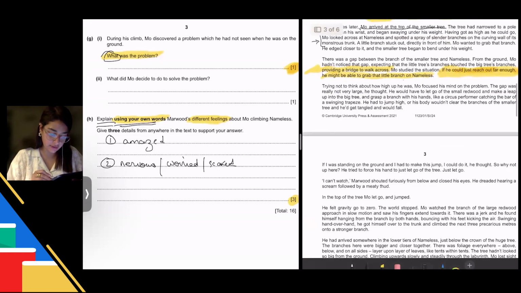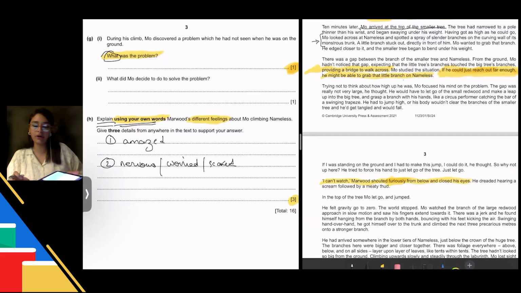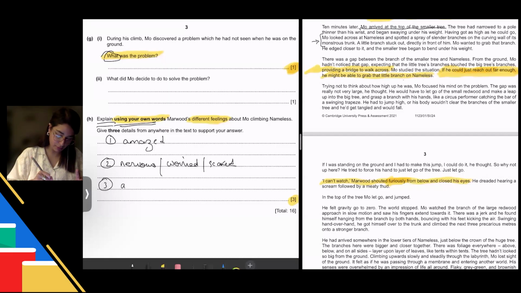Now, over here, look at this. It says, "I can't watch," Marwood shouted furiously from below and closed his eyes. So the word furiously shows us that Marwood now is not just worried or shocked or scared, but also angry with Mo for doing this. So this is basically a spectrum of feelings associated with how Marwood feels about this particular process of climbing the tree. So keep in mind that the feelings are a spectrum.